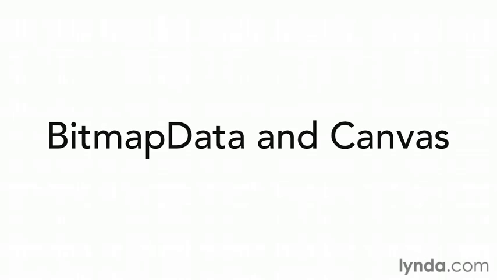So of all the features in HTML5, arguably the most important to Flash developers is the canvas tag. And this is very similar to the bitmap data object that we have in Flash. And I want to take a couple of minutes just to go over how it's similar and then how it's also a little bit different than bitmap data.